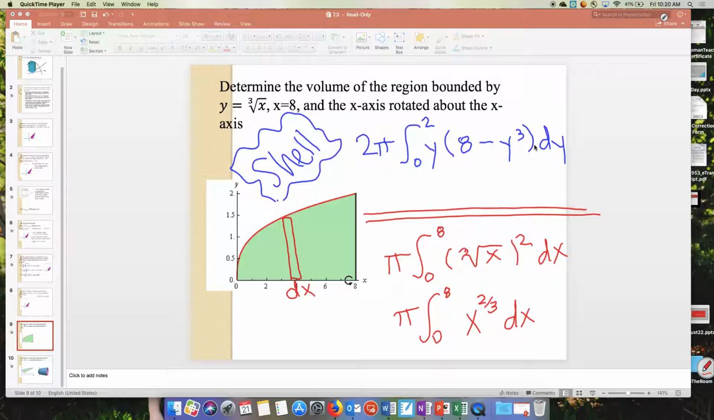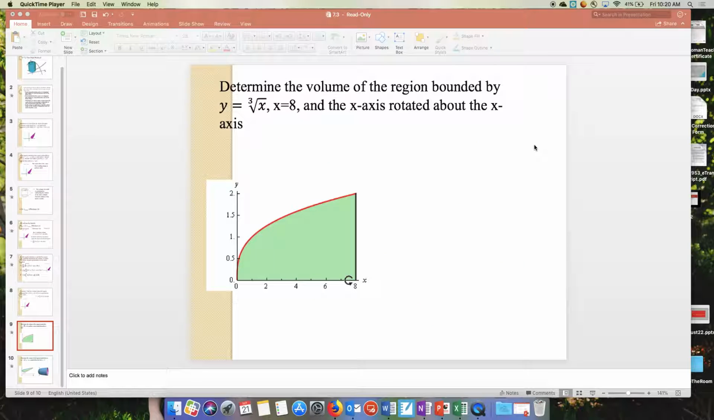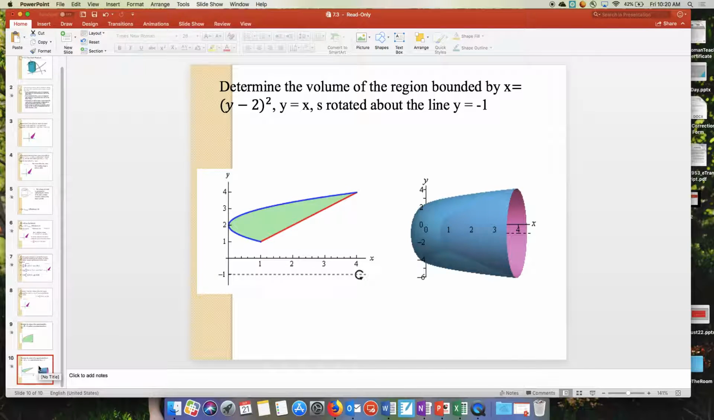Okay. Let's go ahead and talk about a case where we would not have a rotation around an axis that is the x or y axis. Because I started down here. I write really quick. Okay, let's talk about this one.